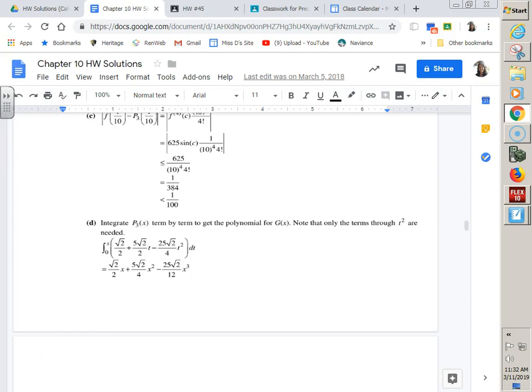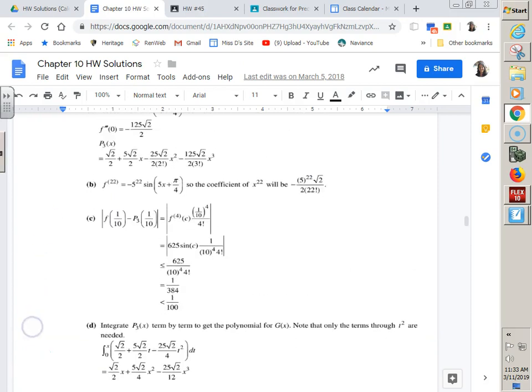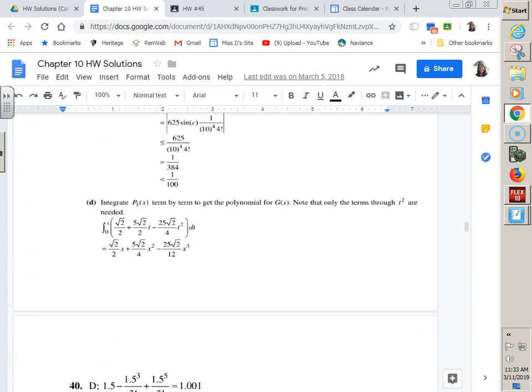Letter D was going back to power series. Did you guys notice that? Like section 10.2, that we can integrate term by term. So you were going back to your third degree Taylor polynomial and you were integrating the terms using power rule. Is that good?